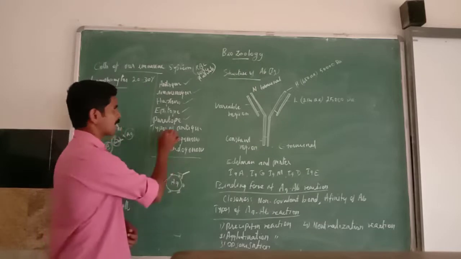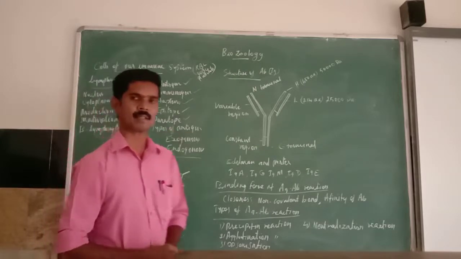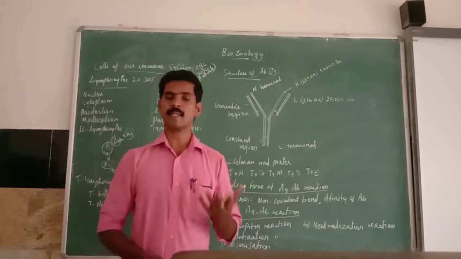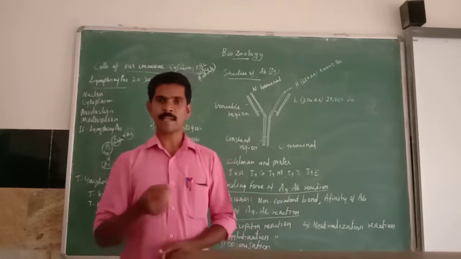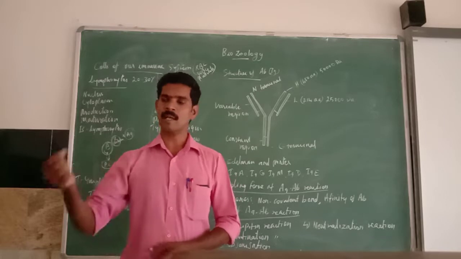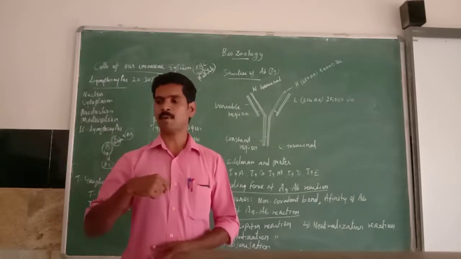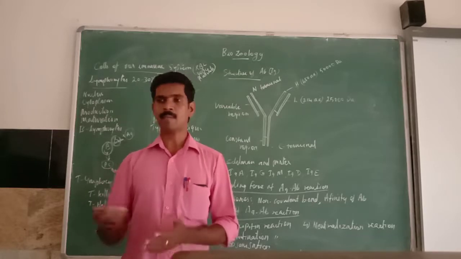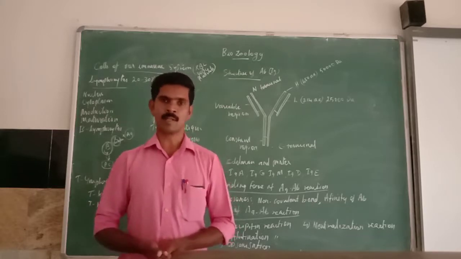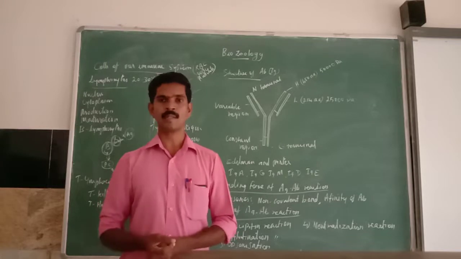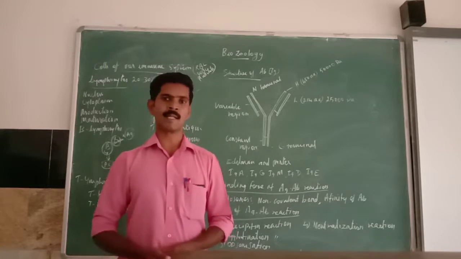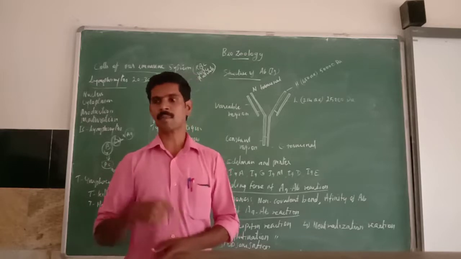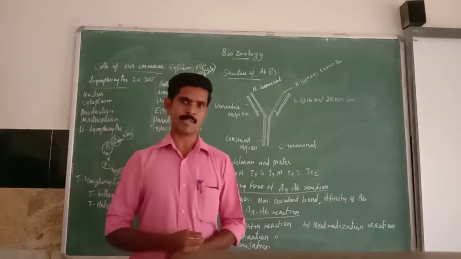Then the next one is types of antigen. Antigens are classified into two important types: one is exogenous antigen, and the second is endogenous antigen. Exogenous antigen means antigens entering the body from outside. Examples for exogenous antigen: microorganisms, pollens, pollutants, some drugs, chemicals.